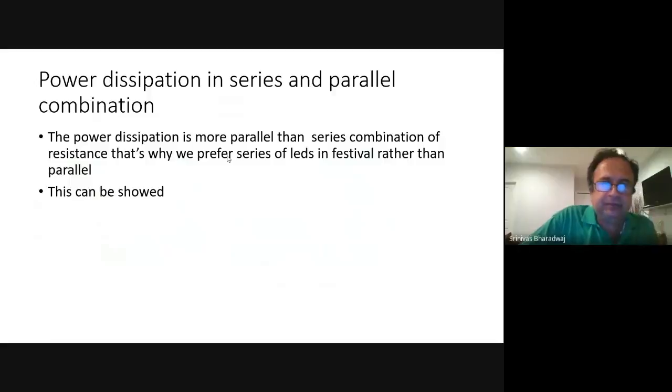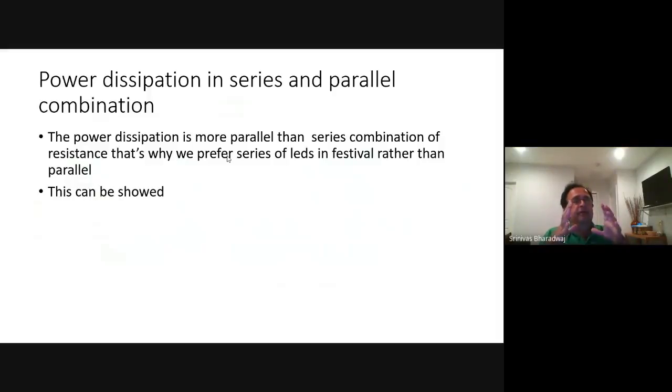So when you look at power dissipation, there is power dissipated in each and every resistor. You must look at the currents in each and every resistor, and you must then do I square R for each and every resistor. Okay. The power dissipation is more in a parallel than in a series combination of resistance. Okay, why is that?